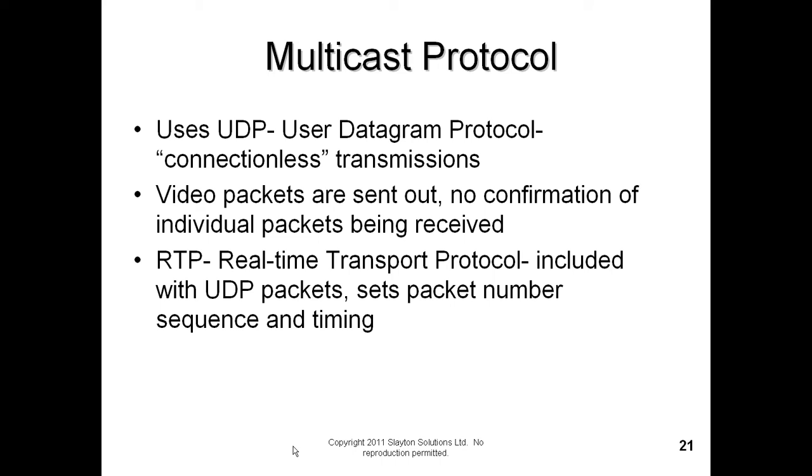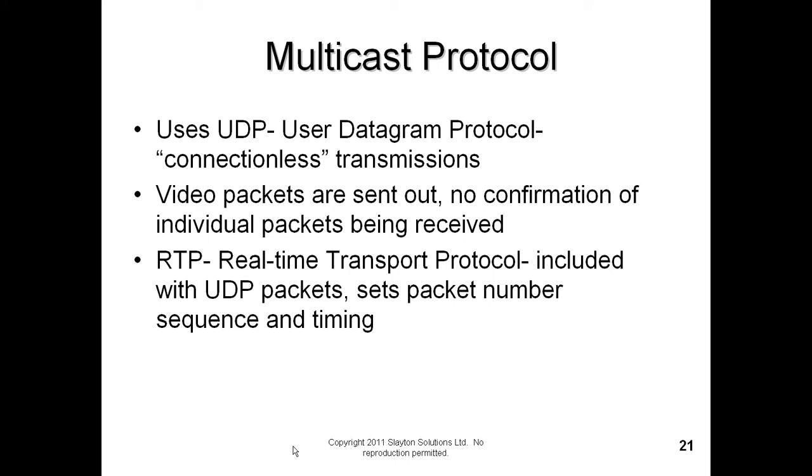Multicast is going to use UDP. Makes sense, because we want the fastest transmission time, we want the lowest latency, we want to be as close to real time as we can. And with UDP there are no confirmation packets or acknowledged packets being sent from the receiver to the transmitting device.